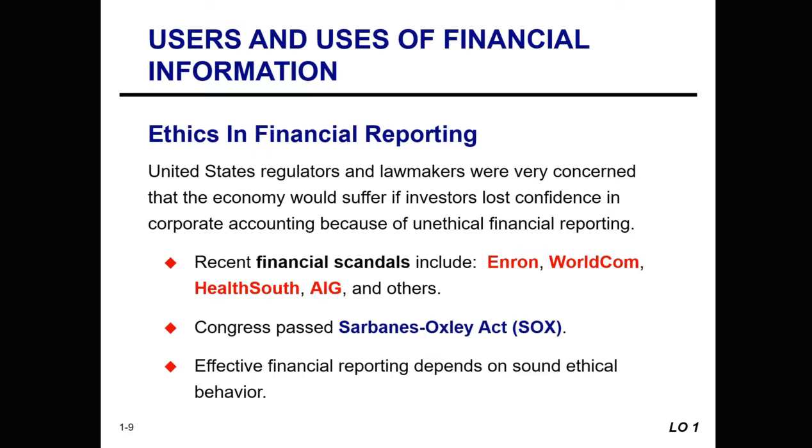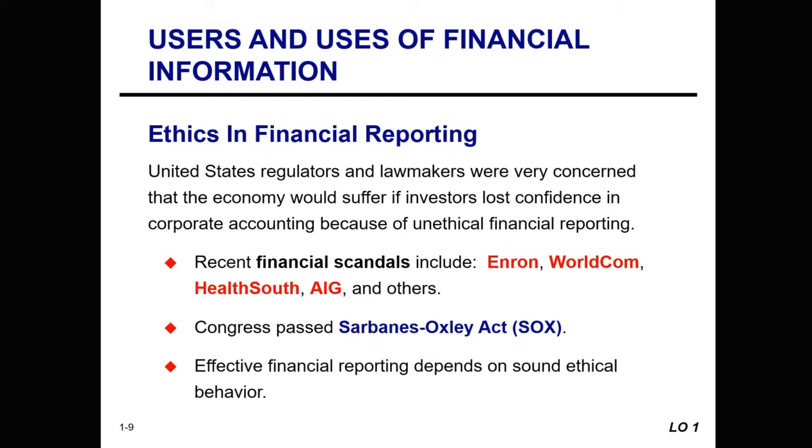In 2002, Congress passed what's called the Sarbanes-Oxley Act, also known as SOX. You're going to hear a ton about this through all of your business classes. It was a result of a variety of financial scandals that occurred in the early 2000s. Some of the biggest ones that you should recognize the names of are Enron, WorldCom, HealthSouth, and AIG. The repercussions of these financial scandals were far-reaching.